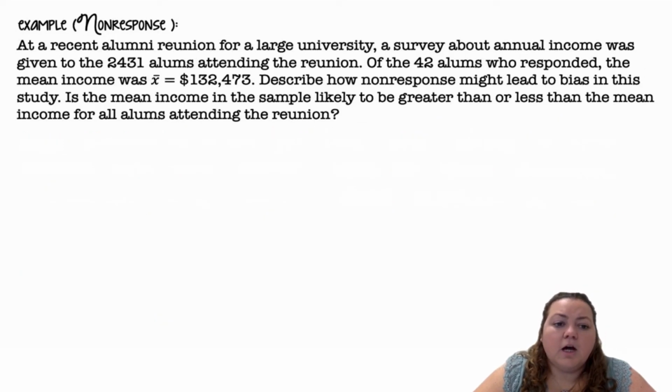All right. An example of non response. At a recent alumni reunion for a college university, a survey about annual income was given to the 2,431 alums attending the reunion. Of the 42 alums who responded, the mean income was $132,473. Describe how non response might lead to bias in this study. Is the mean income in the sample likely to be greater than or less than the mean income for all alums attending the reunion?